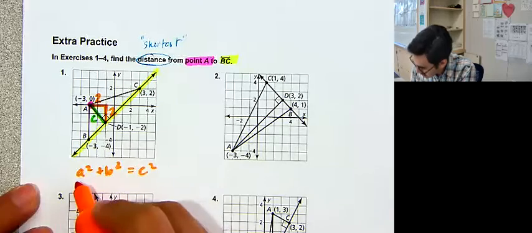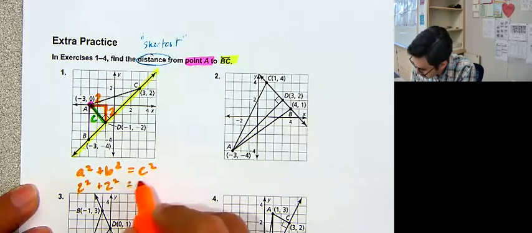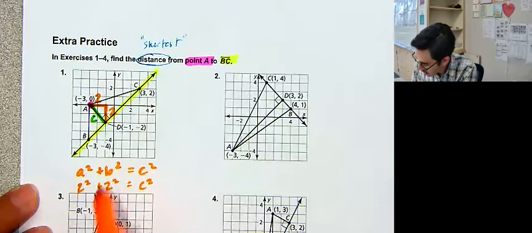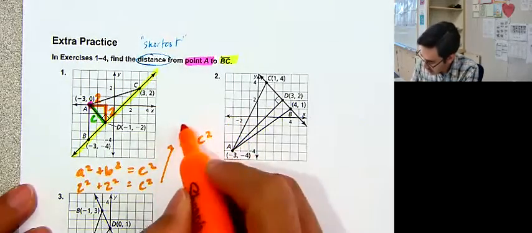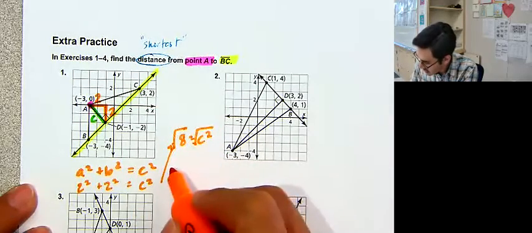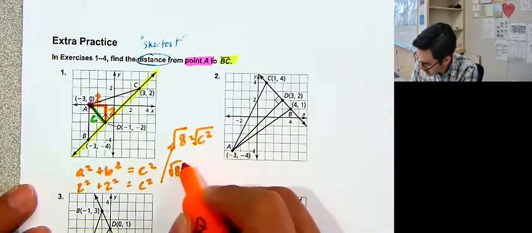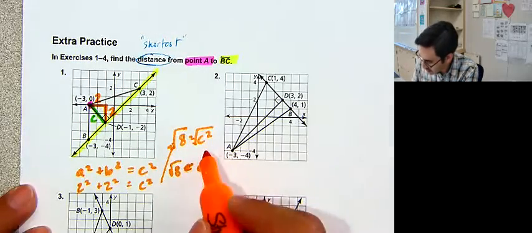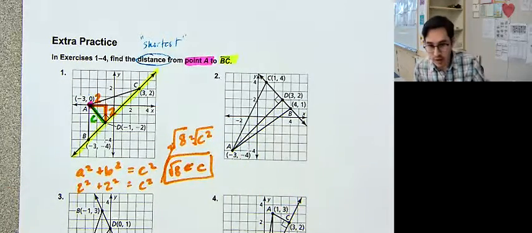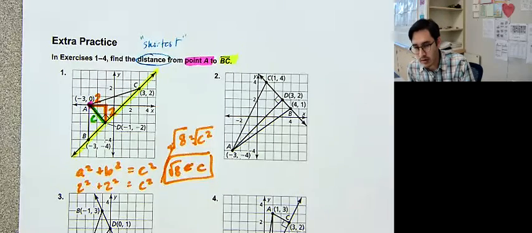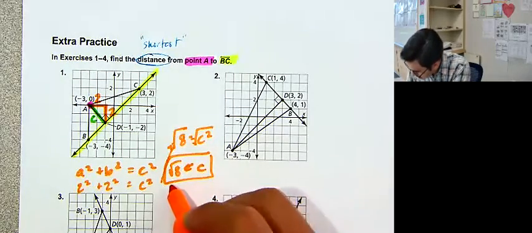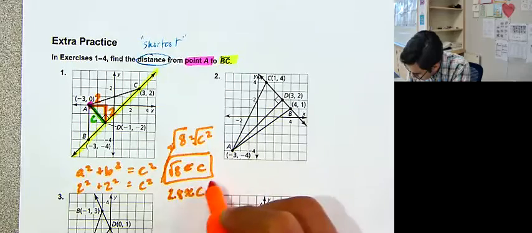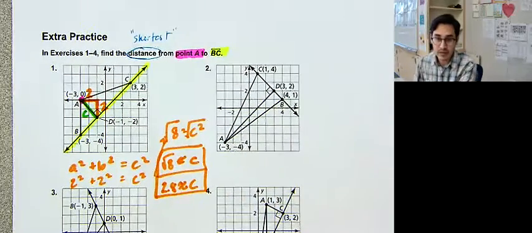So this is going to be 2 squared plus 2 squared equals c squared. That's 4 and 4, so 8 equals c squared. Then we can take a square root on both sides, and we can just say that c is equal to the square root of 8. If you want, you can write that as 2 root 2. Or if you want to write it as a decimal, it'd be approximately 2.8.